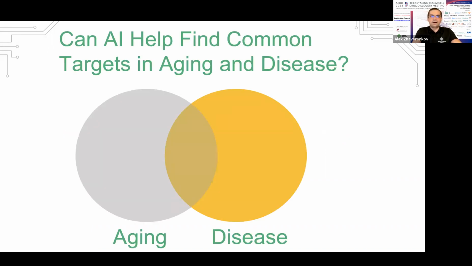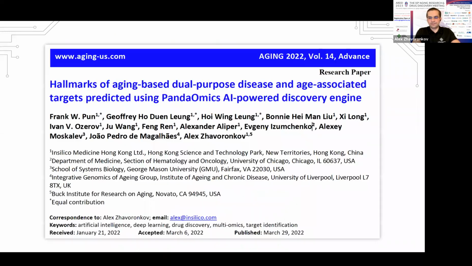a disease. So how can AI help find targets that are common in aging and disease at the same time? And there are a bunch, right? So we know, again, TOR, we know PI3K, and we know many others that are implicated in aging and disease. So there is SIRTs. And recently we've put out a paper in Aging where we used PandaOmics to identify those dual purpose targets and map them onto hallmarks of aging. So actually, I highly recommend looking at this paper.